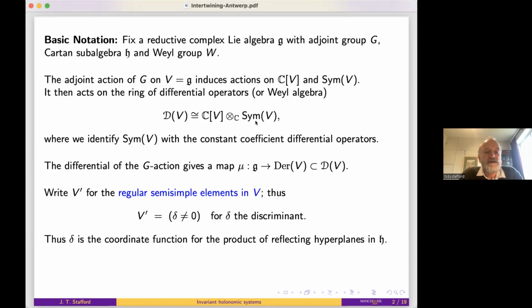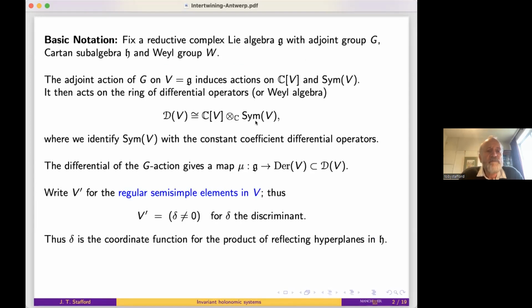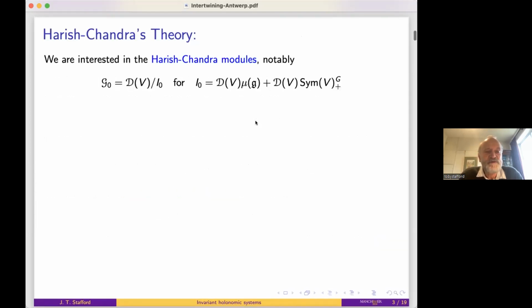And then I have the regular semisimple elements. That's just the space where the discriminant is non-zero. In this situation, I'm just thinking of that as the coordinate function of the product of reflecting hyperplanes in h. So that's going to be my basic notation. And hopefully we can remember that as we go through.